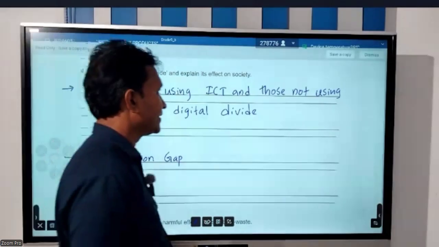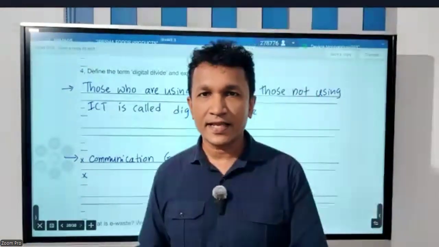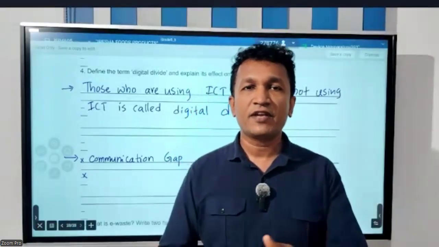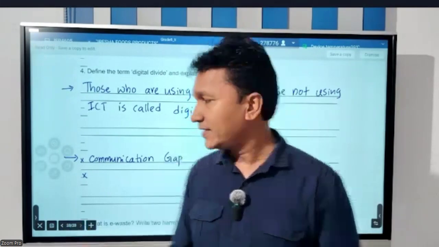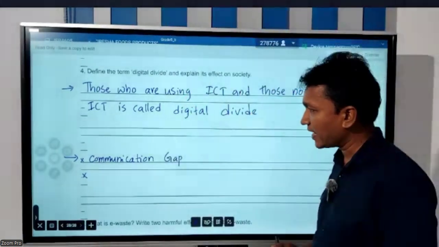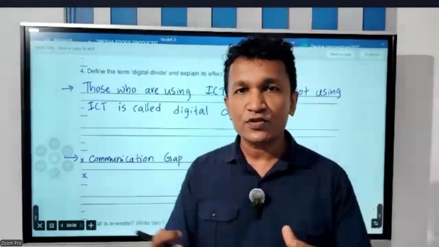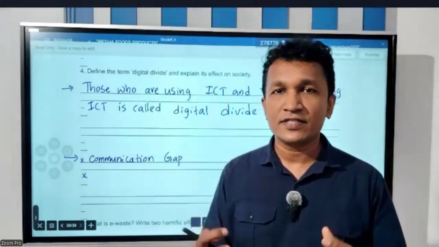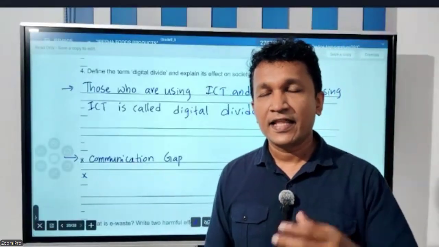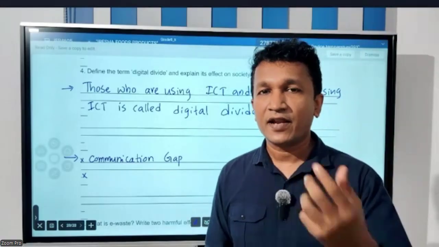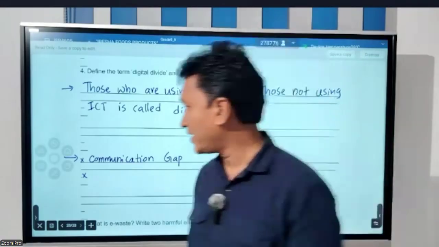right? Those who are not using ICT, they cannot communicate with the world, right? They cannot communicate. There is a gap, and they cannot get the resources, right? What are the resources? They cannot access the information. They cannot access the internet. They cannot purchase online. They cannot pay online. So those resources they cannot get, right?